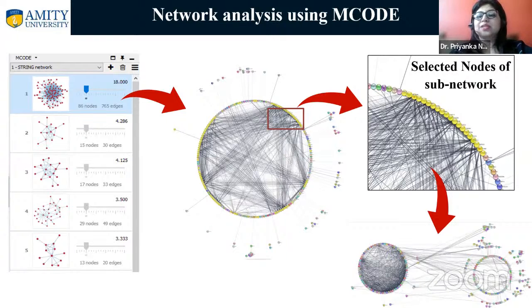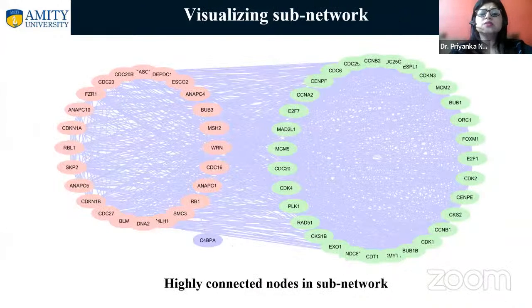So you can select subnetworks like this. You can just click on this, and once you click on this, it will open up. This is the network with the first 86 nodes and 765 edges. This is the first sub network that it could find. And from that, you can select a particular portion, select the nodes of the sub network, and then find out more information by clicking each of them and analyzing them in detail as per your biological question. So this is what an MCODE highly connected network will look like.